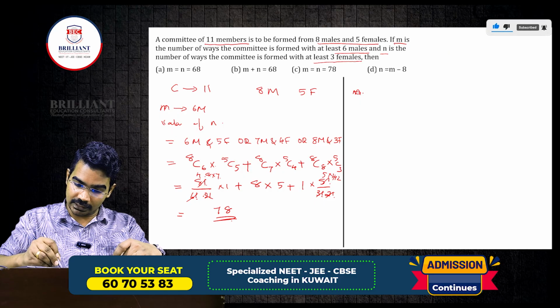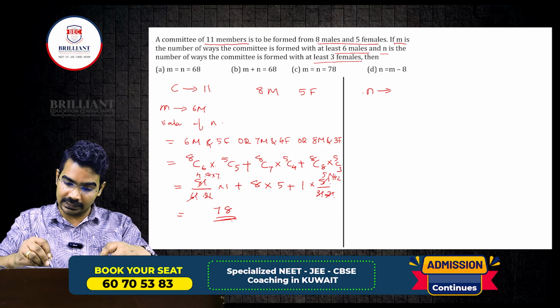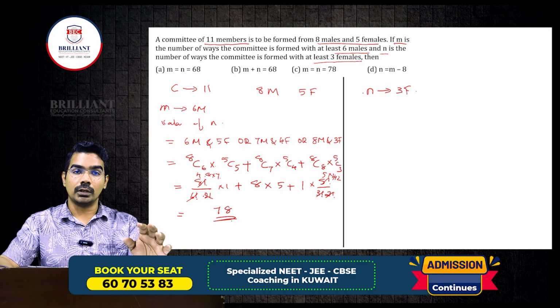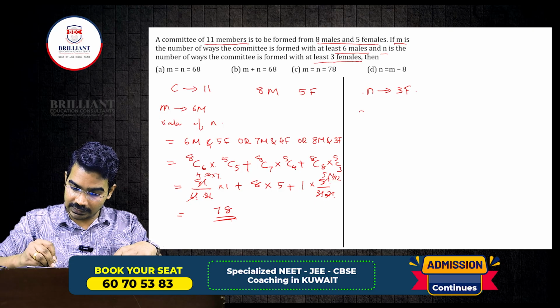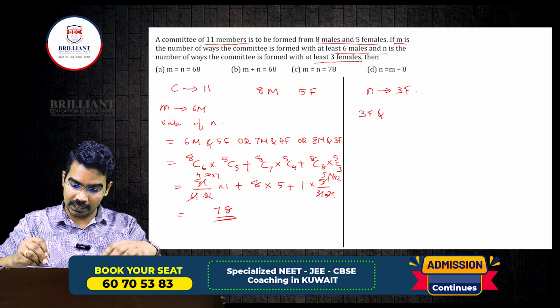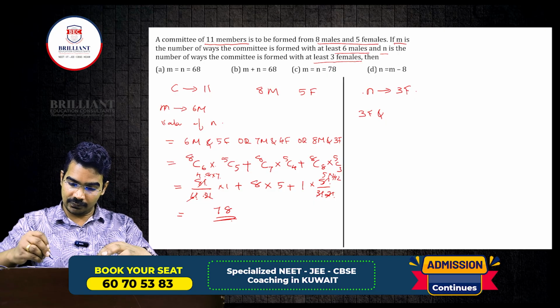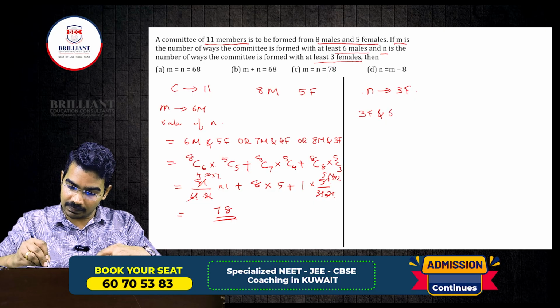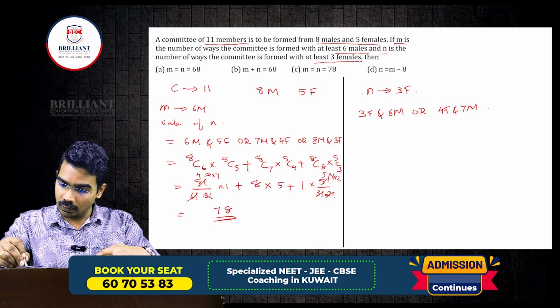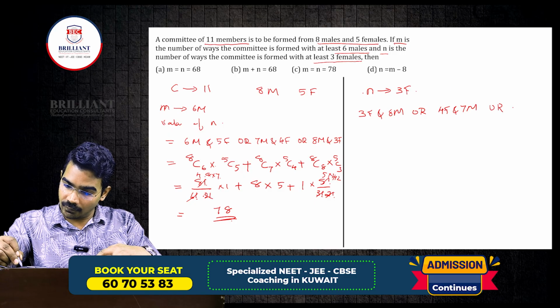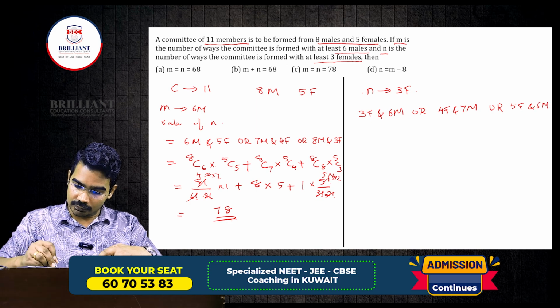Now we are going to consider for N. So N, that means how many females should be there? 3 females should be there. So the number of possibilities are 3 females. Then how many males should be there? If there are 3 females, then there should be 8 males, or 4 females and 7 males, or 5 females and 6 males.